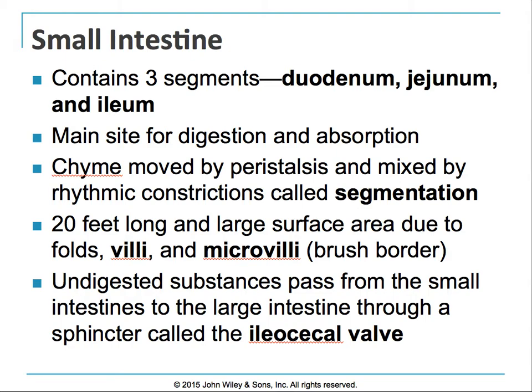So now that we've passed through the pyloric sphincter, we're in the small intestine. The small intestine can be divided into 3 distinct segments: the duodenum, the jejunum, and the ileum. The small intestine as a whole is the main site for digestion and absorption. Chyme is moved by peristalsis. You'll remember peristalsis. It's the movement and contraction of muscles that's responsible for pushing the bolus through your esophagus. We see that again here in the small intestine.